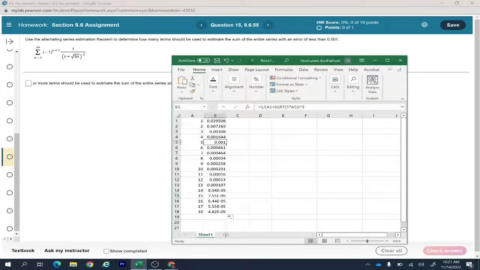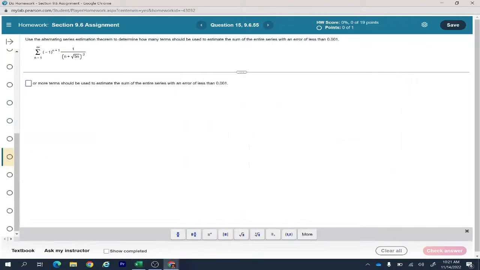So as you can see here, 0.001 is here. So the sum of all the previous terms should be less than 0.001. So how many terms are there? There are 1, 2, 3, 4. So the answer for this question is 4 or more terms. 4 or more terms should be used to estimate the sum.